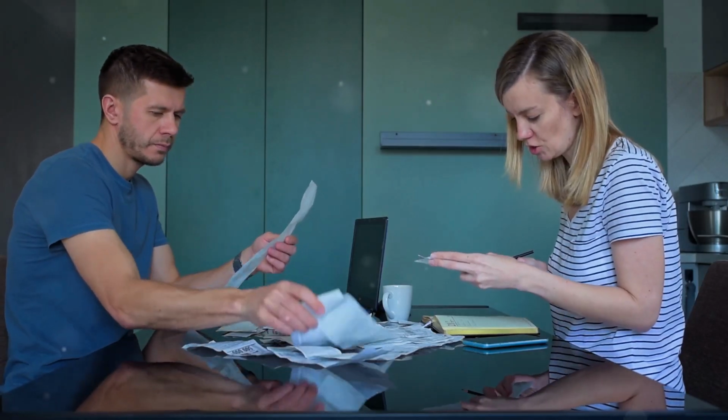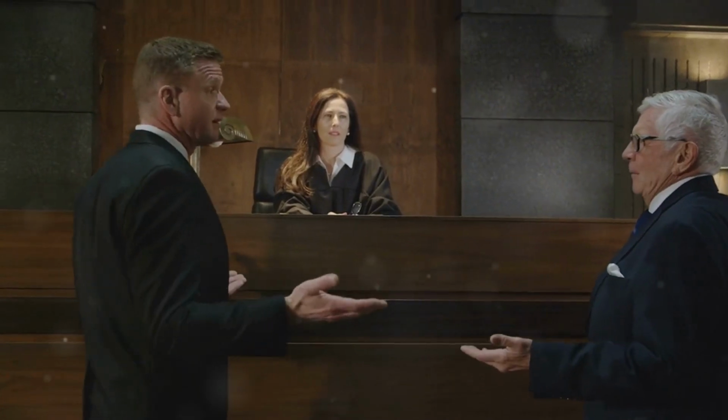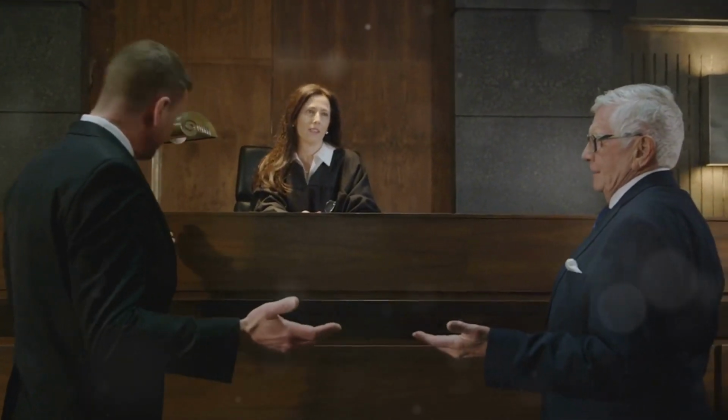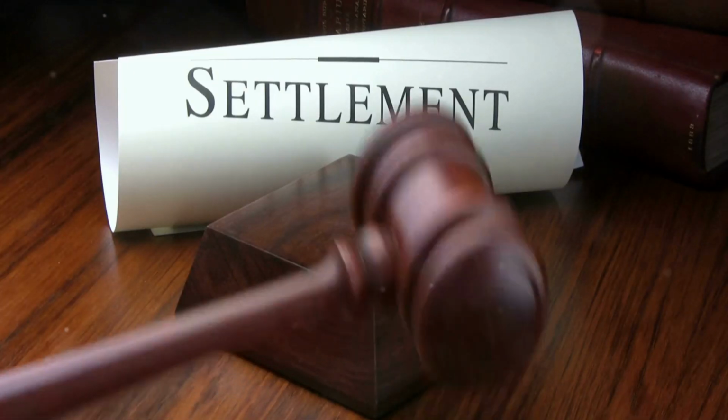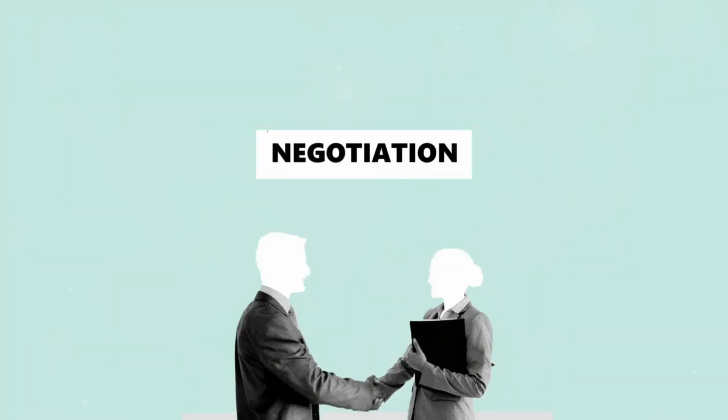Navigating divorce often involves complex financial discussions. This is where financial dispute resolution, or FDR, comes in. FDR helps reach a fair agreement on asset division. A neutral third party aids in negotiating a settlement. FDR is voluntary but encouraged by the courts. It's about finding a solution that works for everyone.